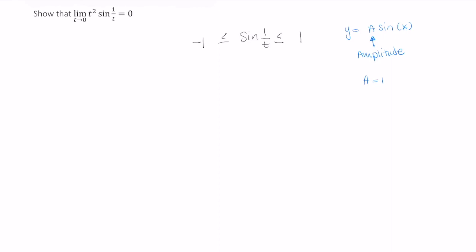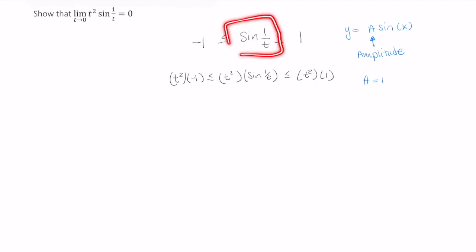Okay, well, how does this help us? Well, this is where I can use some algebra. I'm going to multiply each part of this inequality by t squared. As you can see here, I multiplied the -1 by t squared, the 1 by t squared, and sine of 1 over t by t squared. So the leftmost side is -t squared, which is less than or equal to t squared sine of 1 over t in the middle, and then on the right we have t squared.